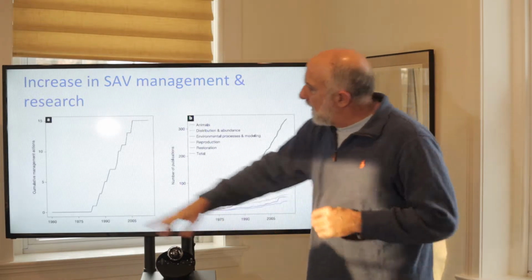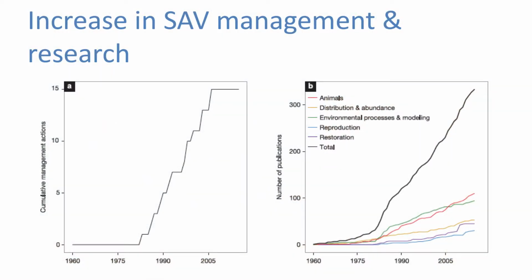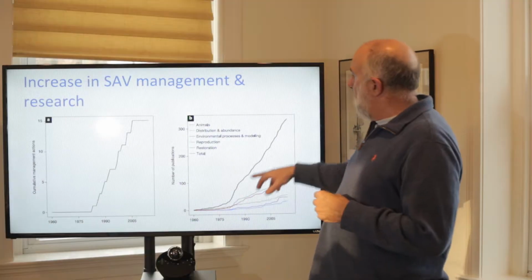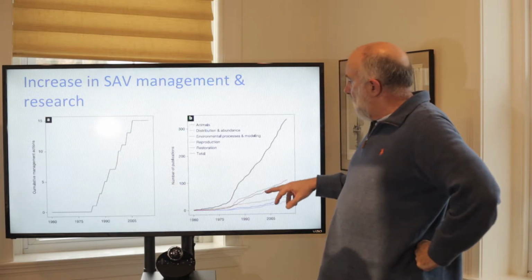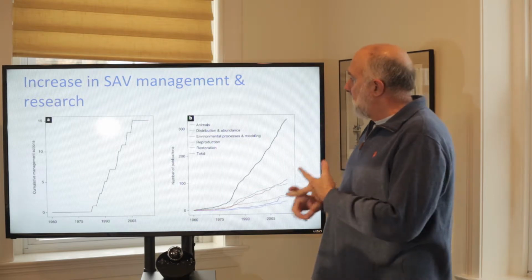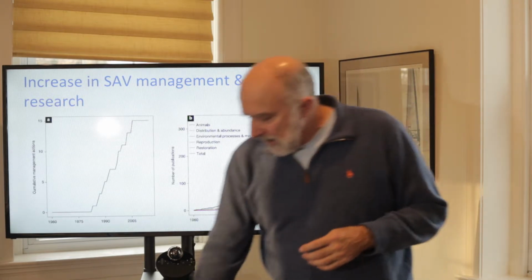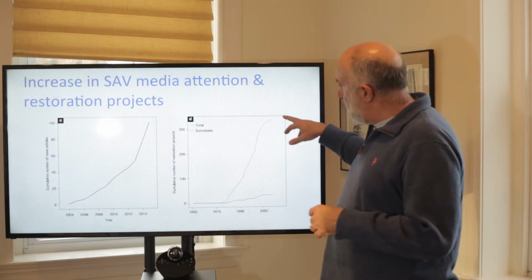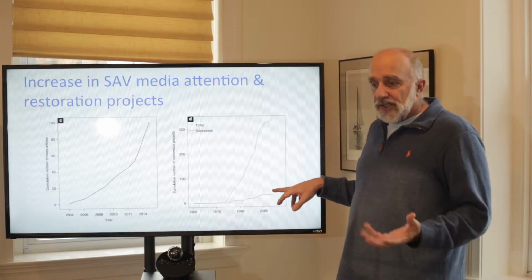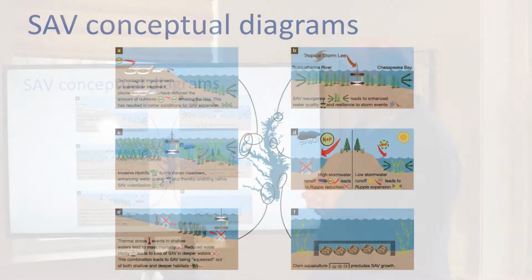We also documented the fact that we've got lots of management actions that have taken place associated with grasses. Cumulative management actions have stepped up since the late 70s, as well as the number of scientific publications. The total number is given here, and that took off in the late 70s, but it's comprised of papers on the animals associated with SAV beds, the distribution and abundance of SAV, the processing and modeling, and the reproduction and restoration. We also looked at the number of media articles in the popular press, and that has really taken off in the last decade. It's in 2004. And the number of restoration projects: lots of restoration, not as much in terms of the success of those restorations. Some of that's time course, some of it is that you really have to have the water quality to be able to restore these beds.